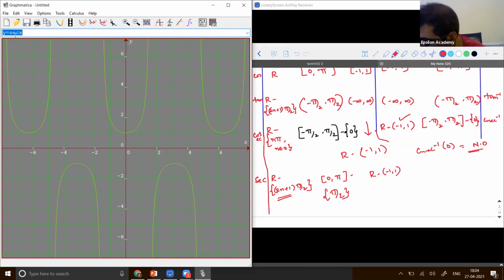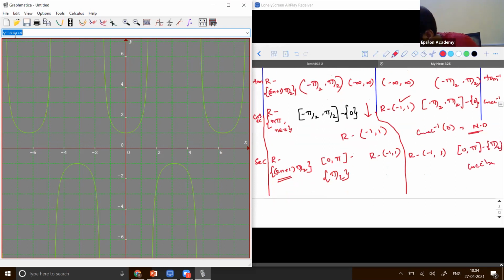The range is similar to that of cosecant. Here, now the restricted domain and range will get changed. R minus of minus 1 to 1. Then what is going to be the range here? 0 to pi except pi by 2 for secant inverse functions. Sorry, secant.